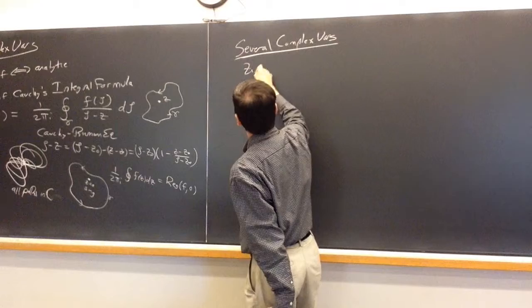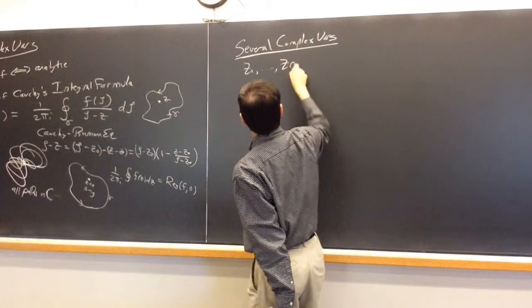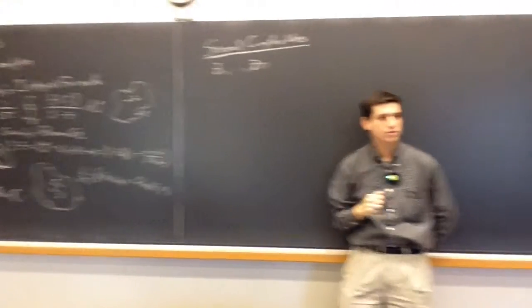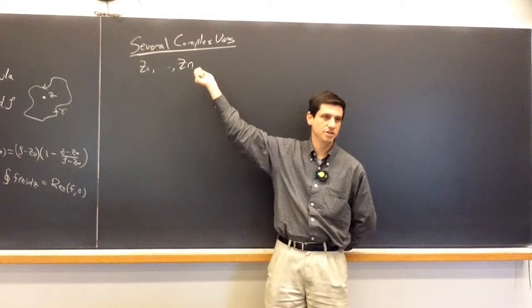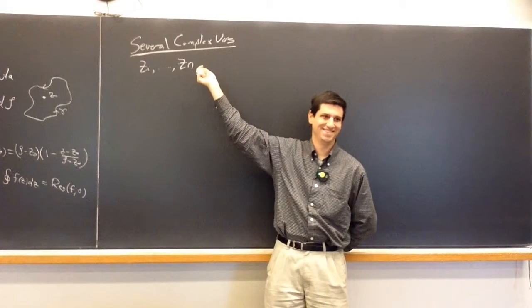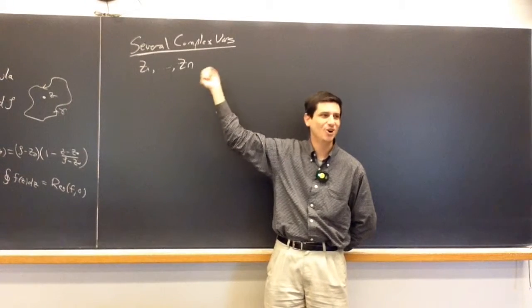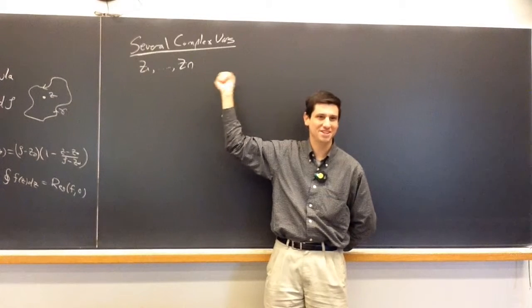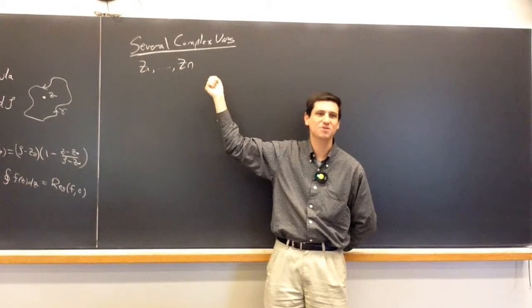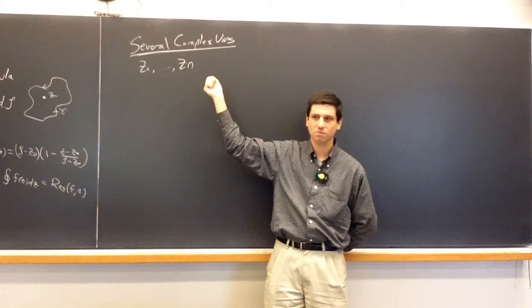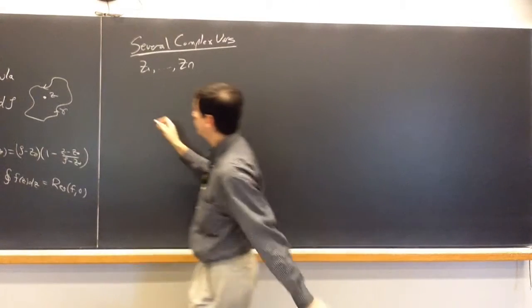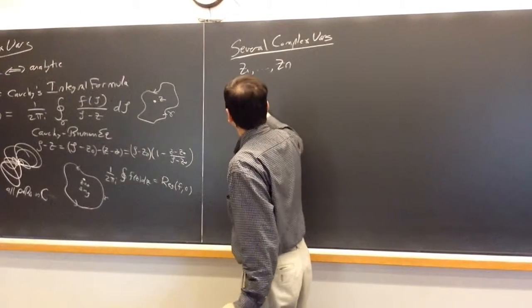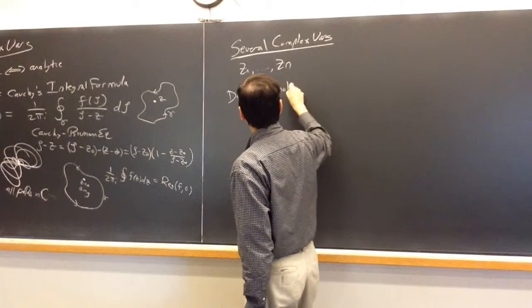So let's say we have z1 through zn. Do I want to use z sub i to denote a generic z? Not in this class. Do not use i as a subscript ever in several complex variables. It's a recipe for disaster. So what should the definition of holomorphic be?